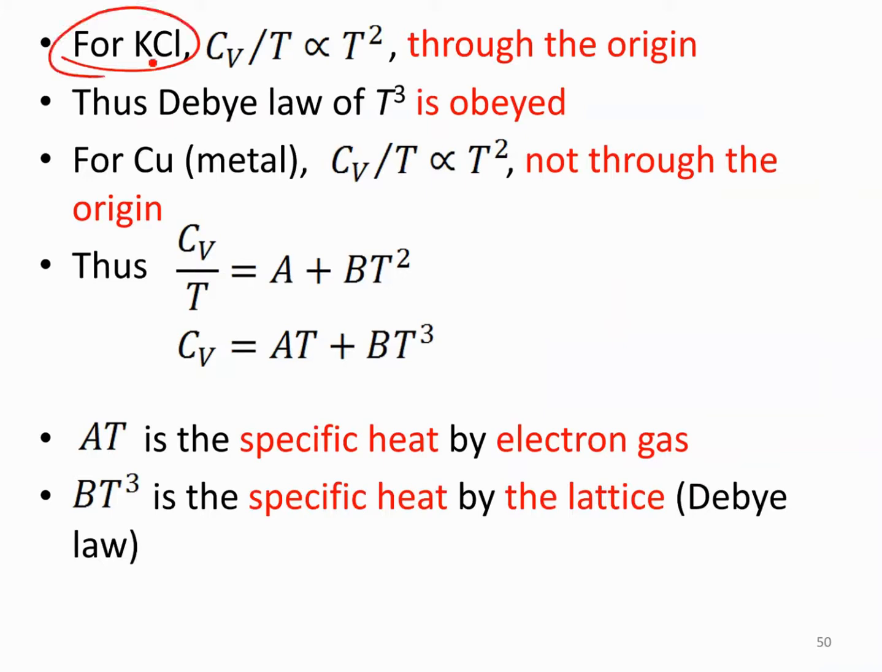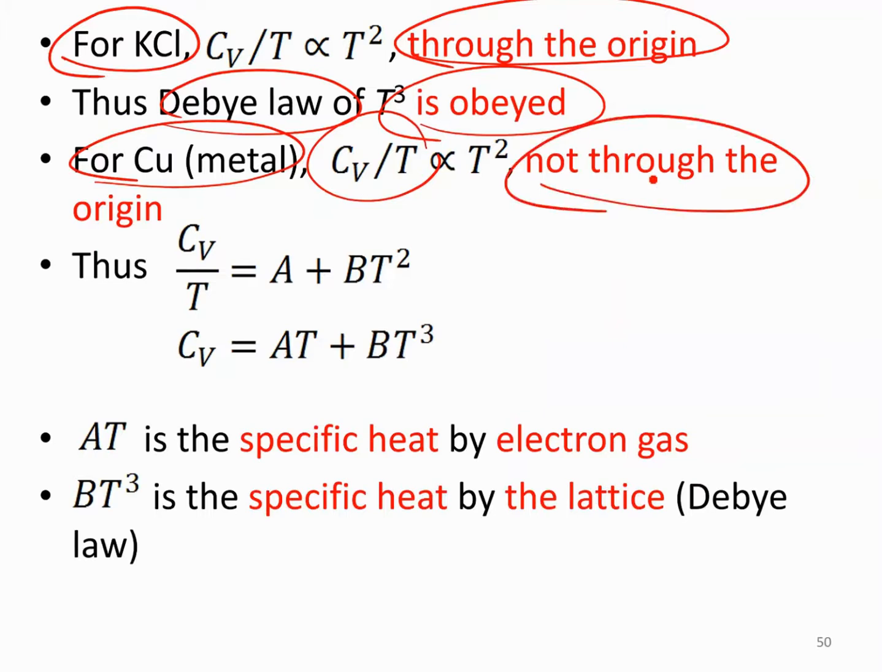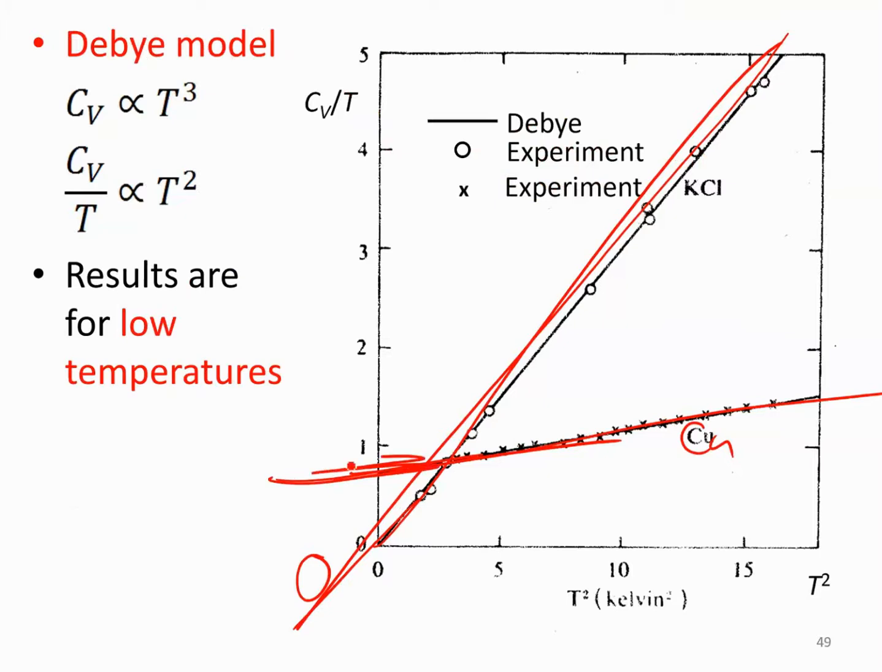For KCl, the potassium chloride, CV over T is proportional to T power of 2 through the origin, and therefore the Debye law of T power of 3 is obeyed. For copper, CV over T is proportional to T power of 2 but does not go through the origin, and therefore it is given by this equation. Okay, so the difference here is that you can see we have a crossing here.